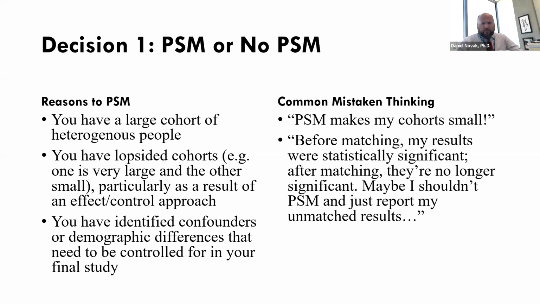Number two is people will say, well, before matching, my results were statistically significant, and after matching, they're no longer significant. Maybe I shouldn't propensity score match, just report my unmatched results. Nobody will know, right? And I'll have these beautiful P less than 0.05 answers, right? No, that is not right, because if your propensity score matching changes the statistical significance of your findings, that would indicate there is some confounding factor that is influencing the significance of your group, and you don't want to do that, right? You don't want to publish wrong results, right?